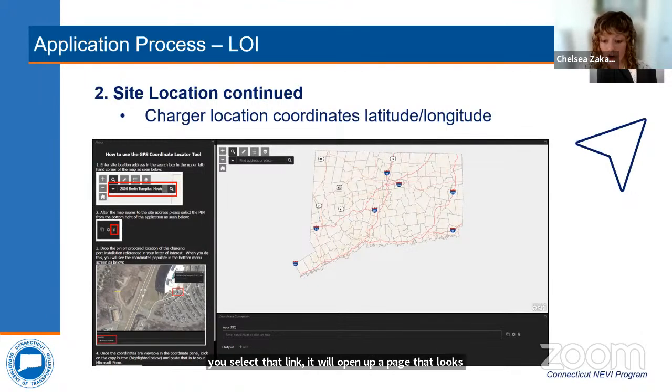Instructions are included on the left-hand side of the screen, and you'll start by typing in the address of the site. And then once the map is zoomed into your location, you'll select the pin tool and click on the map as precisely as possible where the EV chargers will be located on the site. Once you drop the pin, the coordinates of the location will be provided at the bottom of the screen, and you'll include those coordinates in the LOI.